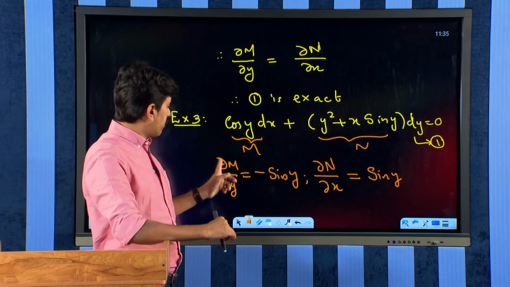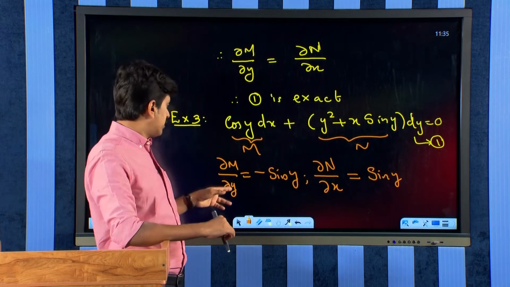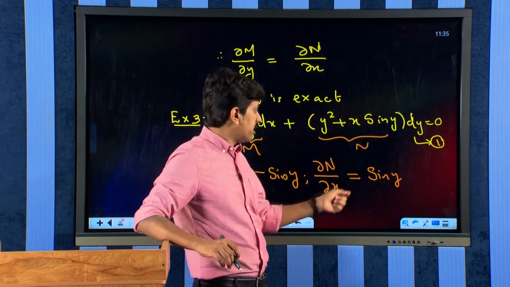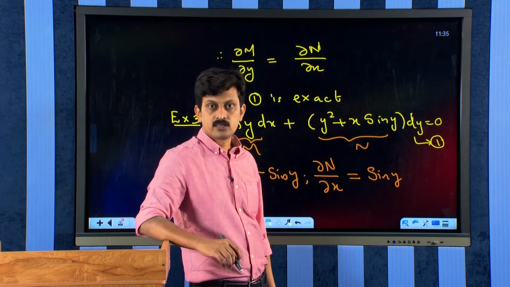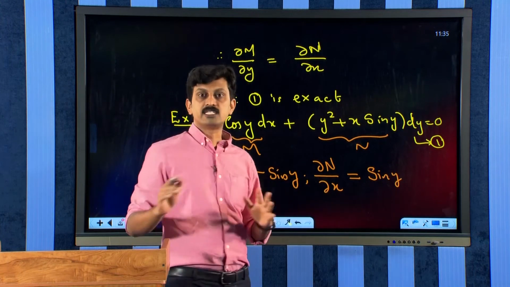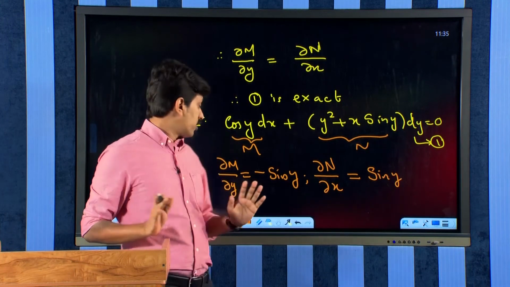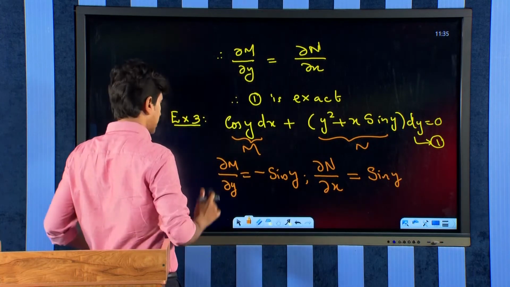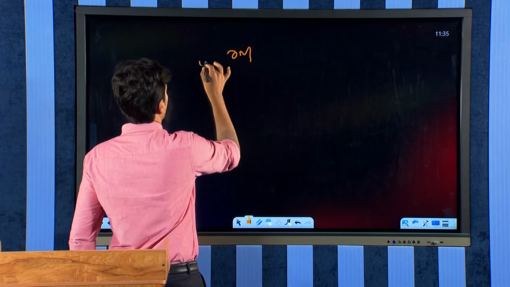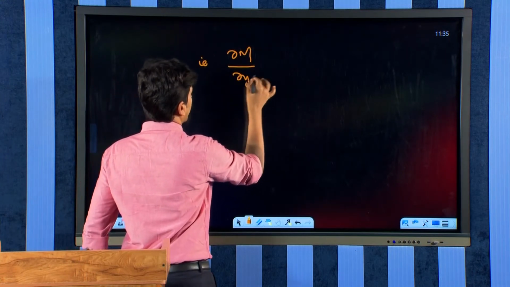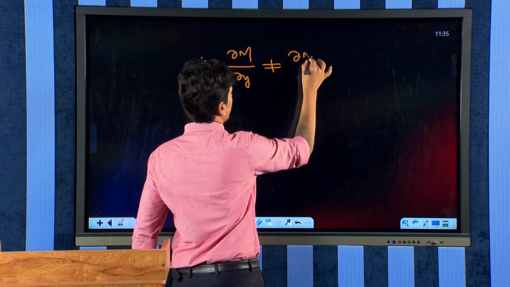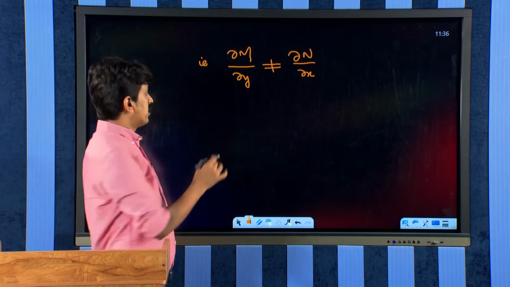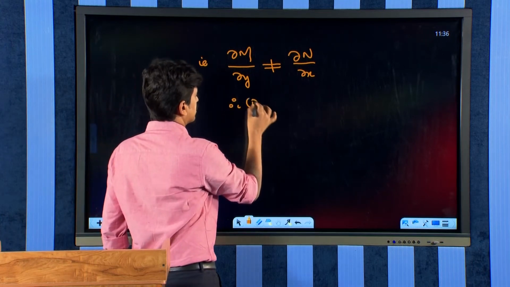Dou M divided by dou y is minus sin y, and similarly, dou N by dou x is plus sin y. So, just the sign is different, but dou M by dou y is not equal to dou N by dou x. Therefore, the given differential equation 1 is not exact.